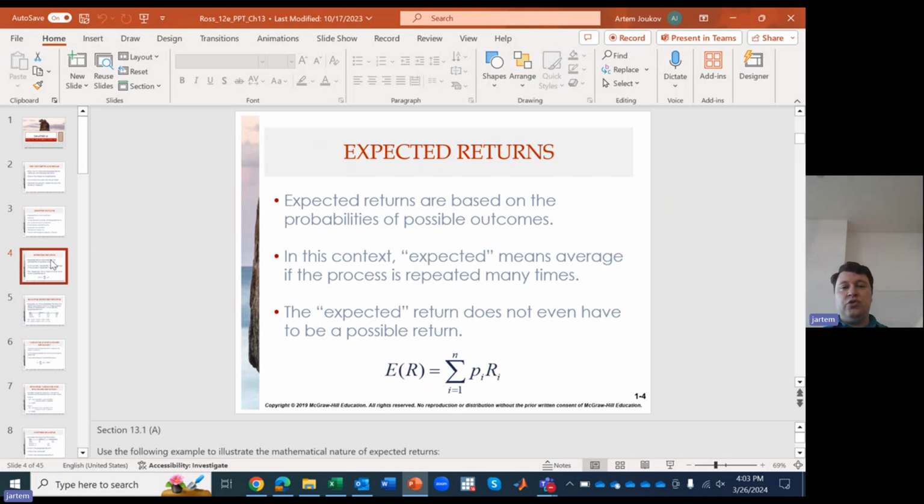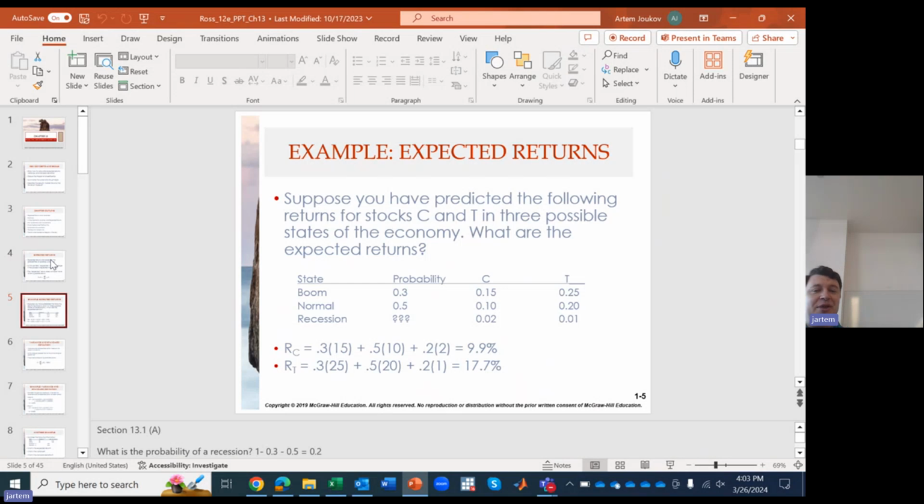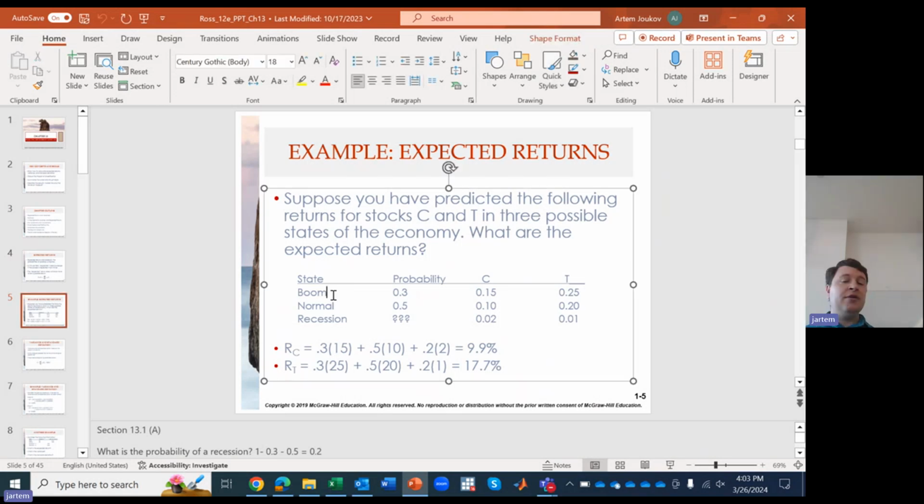Now, this is a lot easier to do with numbers, so we're going to think about them with practical examples. First, we've got a state where the economy is booming, a state where the economy is behaving normally, and some probability of recession. And these are the probabilities. Now, what do the probabilities usually add up to? They should add up to 1, right? So here we have three question marks for recession. What's the probability of recession if you look at those three possibilities?